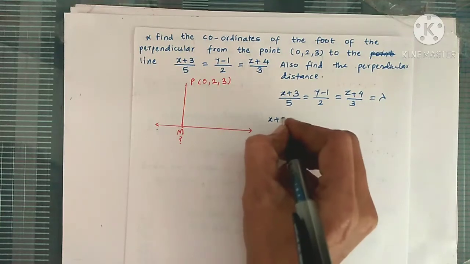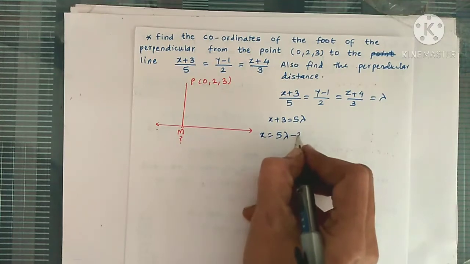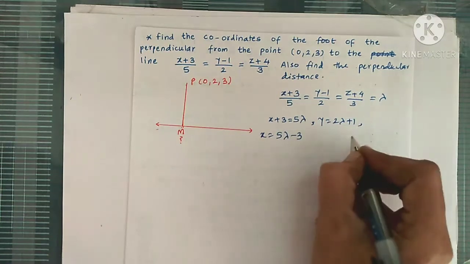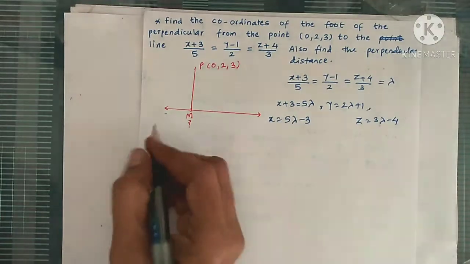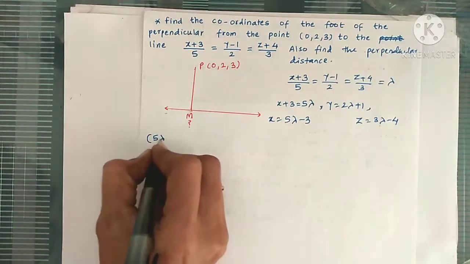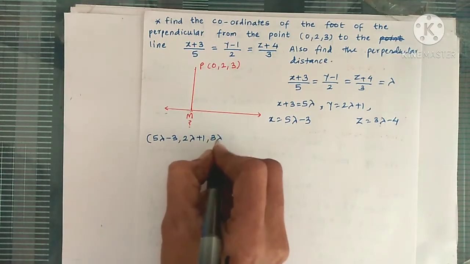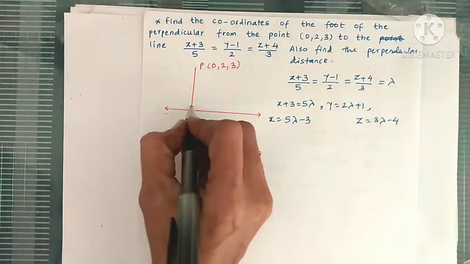See, x + 3 equals 5 lambda, so the x coordinate is 5 lambda - 3. Similarly, simplifying, we get y as 2 lambda + 1 and z as 3 lambda - 4. So coordinates of any point on the straight line are (5 lambda - 3, 2 lambda + 1, 3 lambda - 4). So we have to find the specific value of lambda to find the coordinates of point M. Now let's use that PM is perpendicular to the line.